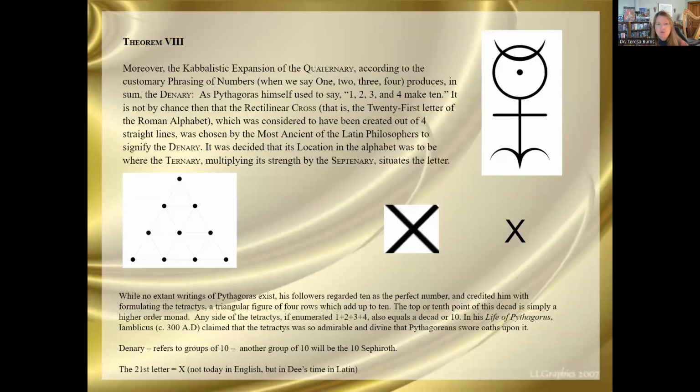Lots of things happen. We get to Theorem 8. Theorem 8 seems to be how to make geometric constructions of letters. And the letter he is most excited about is the one that's 3 times 7, the 21st letter of the Latin alphabet in D's time, not today, X, which is also the Greek chi. And there's various religious plays we can make with that because chi rho are the first 2 letters in Christos, meaning the anointed one or Jesus.